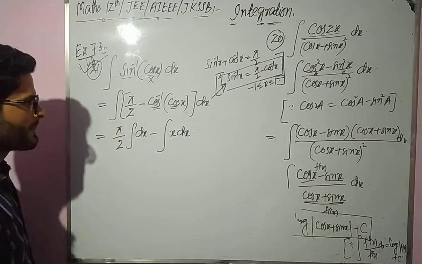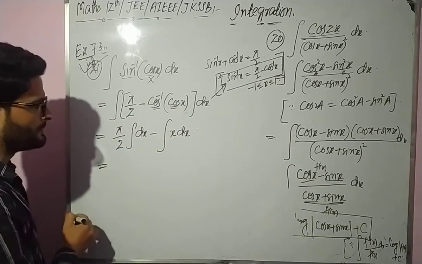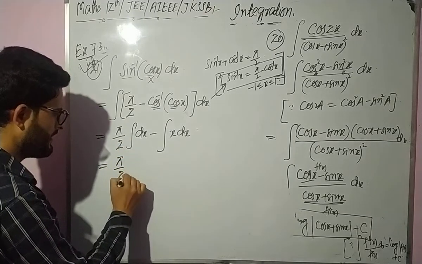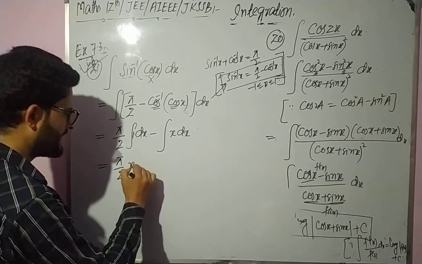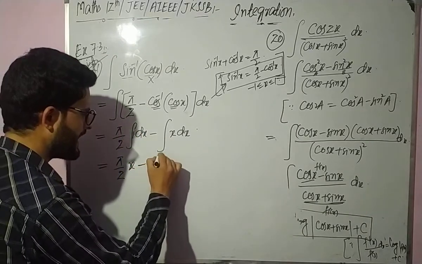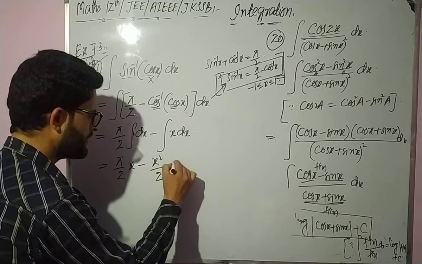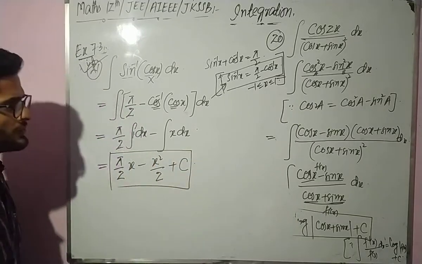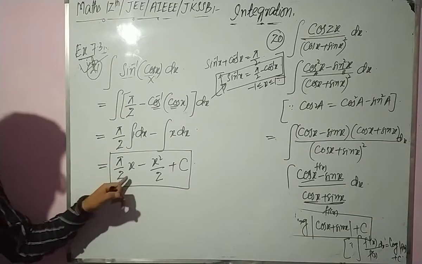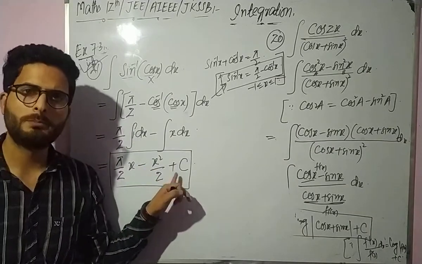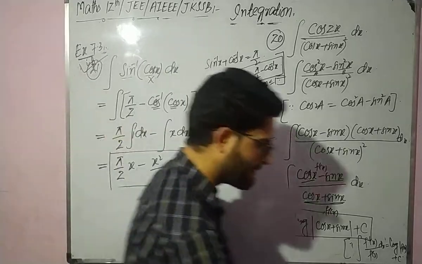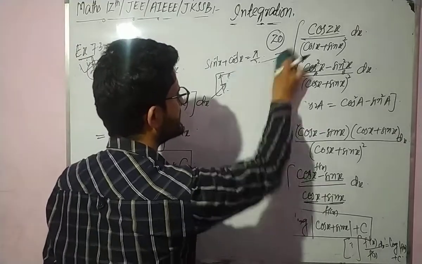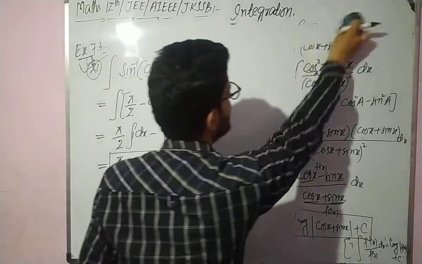Is that clear? So that is equal to pi divided by 2 is constant, integration of 1 dx is obviously x, minus the integration of x is x square divided by 2 plus c, the constant of integration. So the required antiderivative must be equal to pi by 2 x minus x square divided by 2 plus c, because of the proper usage of the formula, sin inverse x plus cos inverse x is equal to pi divided by 2.